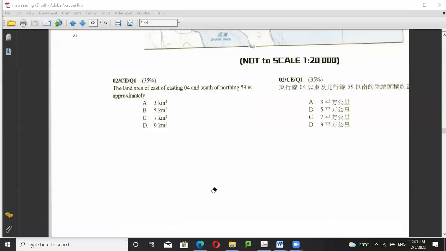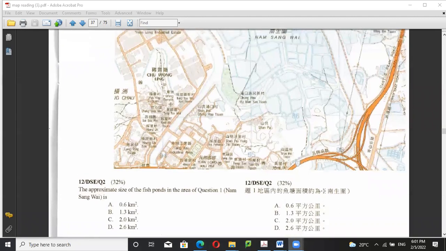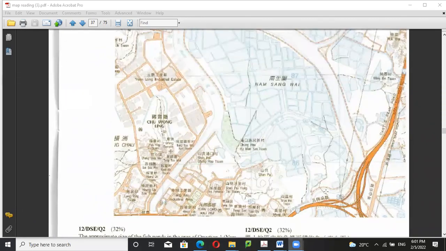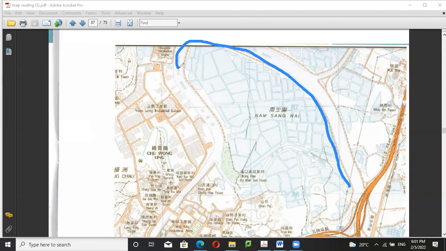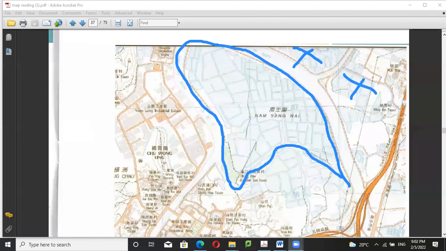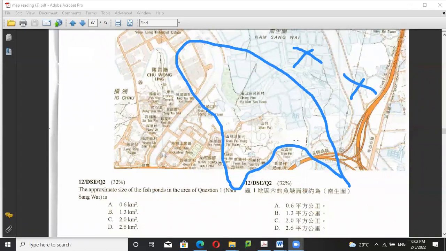Then the next one is about the fish pond of Lam Sang Way, the first district, Lam Sang Way. It is about here. Be careful, this is just talking about Lam Sang Way only. Don't include this. This one is not included. This one is not included. Then how do we calculate it?